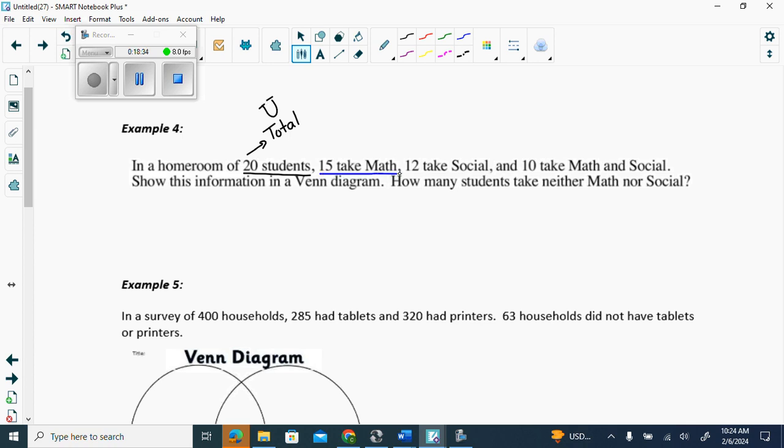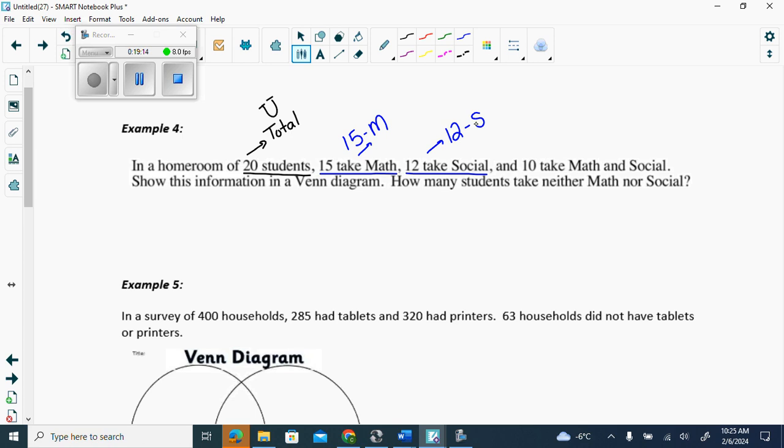15 take math. So I go 15, and they take math. So they're going to be in the M circle. Does it say math only? Or does it say math? It says math. So could some of these people be taking social as well? Yes, it doesn't say math only. So we have to watch ourselves. If it's math only, it goes in the crescent moon, we're golden, right? It doesn't say math only. It says math. And then there's 12 that take social. So there's 12 in the S circle.